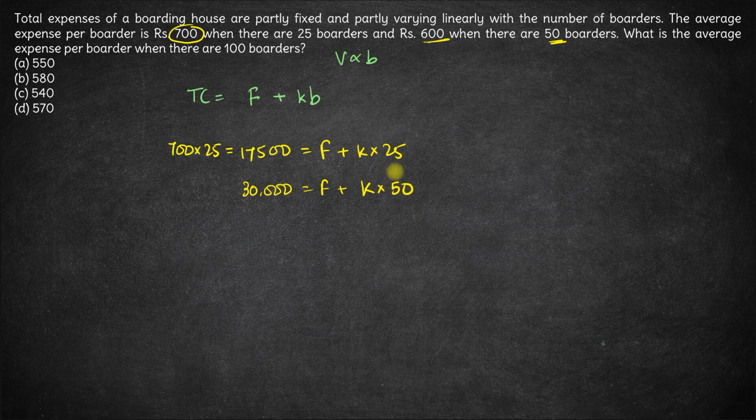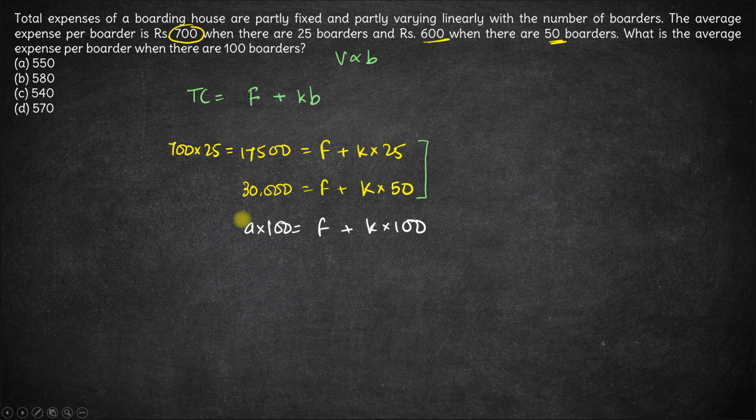And the question is asking, what is the average expense? So average expense is, let's say, A, and the number of boarders is 100. So if the average expense is A, the total expense will be A into 100. This should be equal to F plus K into 100, right? Now how do we solve for A here? One way is to solve these two equations, figure out the values of K and F, put them over here and figure out the value of A.